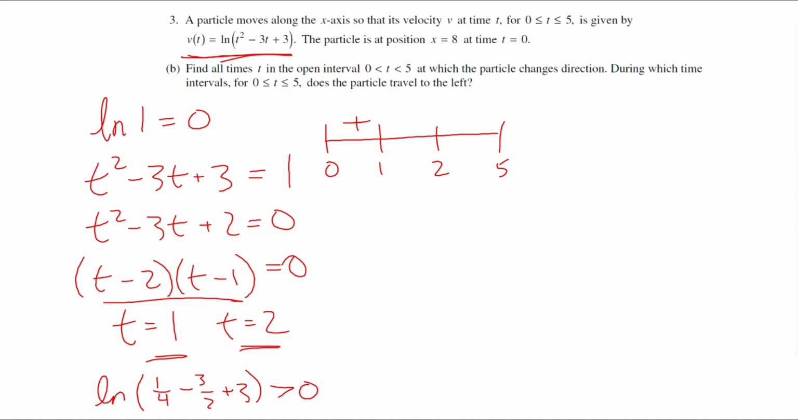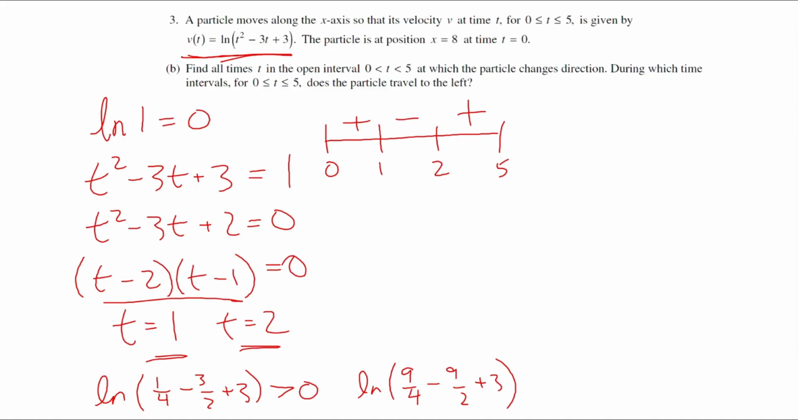If you put in something like 3/2, you're going to get the natural log of 3/2 squared, so the natural log of 9/4 minus 3 times 3/2. That'll be minus 9/2 plus 3. So 9/4 minus 18/4 is negative 9/4, plus 3 is going to be 3/4, and 3/4 is less than 1. So when I take the natural log of it, I get a negative. And if we put in something more than 2, like 3, we get the natural log of 9 minus 9 plus 3. Natural log of 3 is positive.